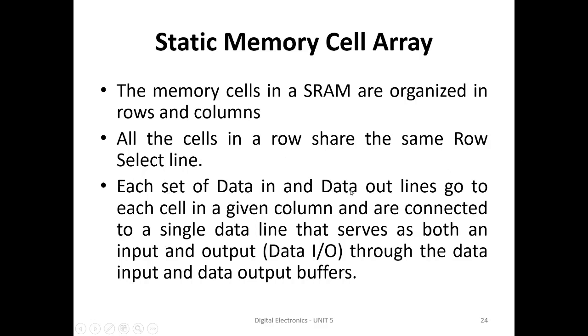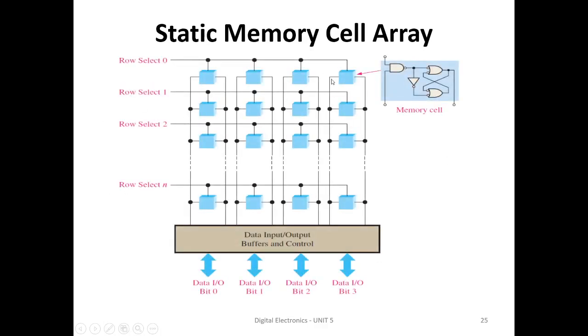Each set of data in and data out lines go to each cell in a given column and are connected to a single data line that serves as both input as well as output. In this diagram, if you see, you'll understand. This is nothing but your cell, right? So in the same row, these four are sharing this same row. Again, the data in and data out are also specified in this data input and data output buffer, and your control. This is your static memory cell array. This is nothing but a static cell array.